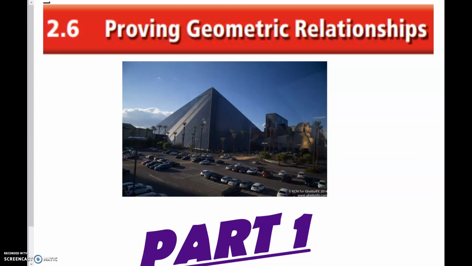Hello, geometry students. Today we are doing lesson 2-6, which is proving geometric relationships. Now there's a couple parts in here because we're going to be talking about some different proofs, so I'm going to try to get this all in one lesson, but we may have to do a second lesson on this, so we'll see how it goes.